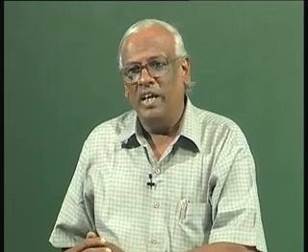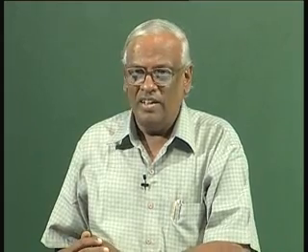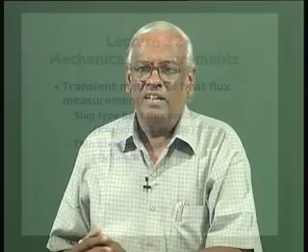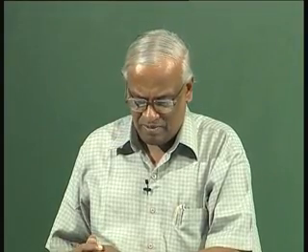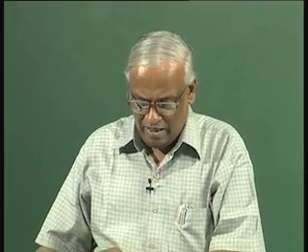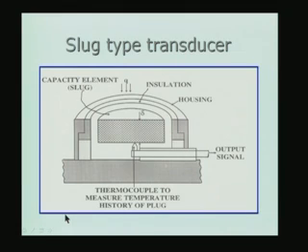So, what I am going to do today is to look at two types of transient methods, one which we call the slug type heat flux sensor, and the second one is the thin film heat flux gauge. This thin film comes up again and again, and of course, the way we are going to use it here is to use it in the transient mode of operation. So, I will be taking one or two examples which are going to be giving some idea about the numbers which characterize some of these heat flux sensors. So, let us look at the slug type transducer.